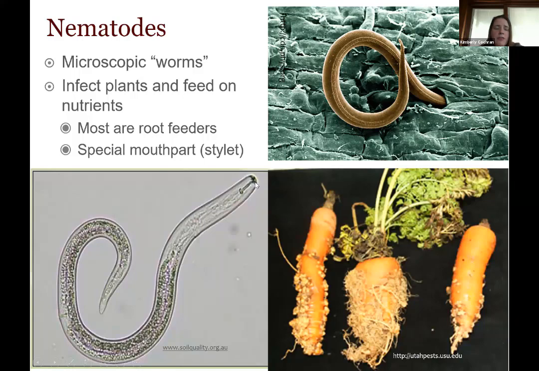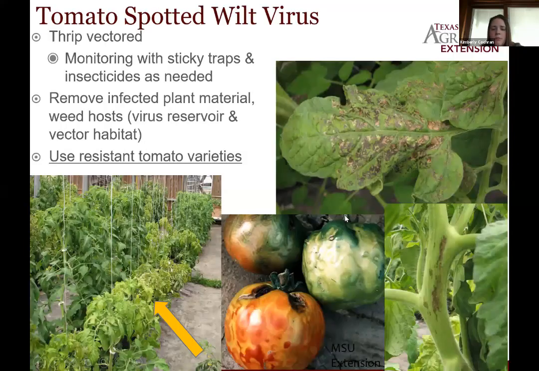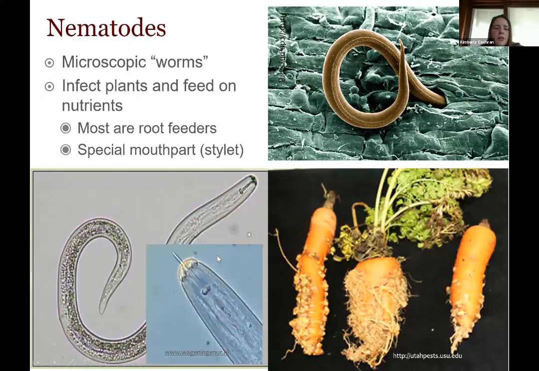Here on the bottom left photo, you can see that on the head end. Here's a close-up photo of that. Plant pathogenic nematodes have what's called a stylet, and it's like a little straw that they use to pierce plant tissues and suck out nutrients. So that is a very distinctive feature of plant pathogenic nematodes. Ones that are not, like the nematodes you add to your lawn to take care of insect problems, are not plant pathogenic, so those are fine.